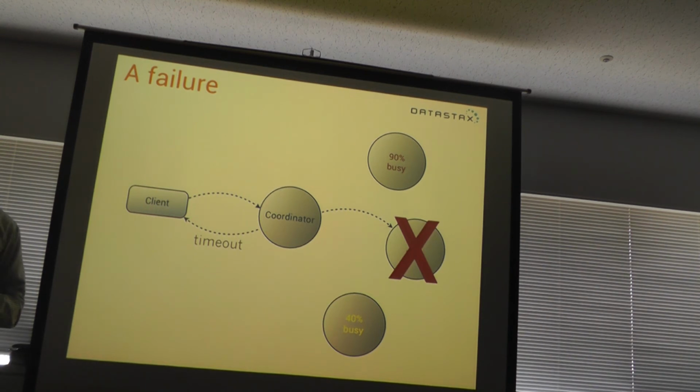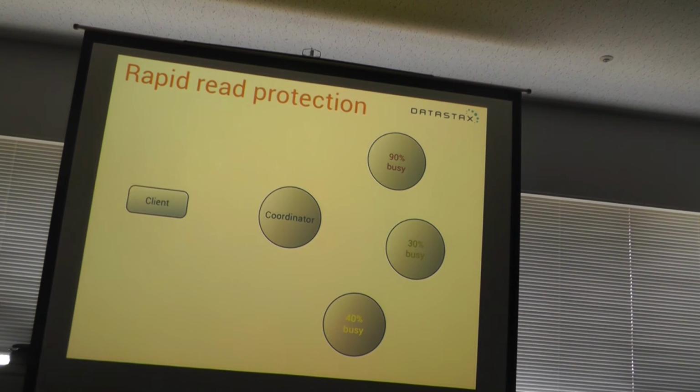So in 2.0 we introduced something called rapid read protection. So what this means is that if I have this scenario where the replica dies before responding, then the coordinator will retry that request to a different replica. And then that will let me have a successful query instead of timing out. This is how it's supposed to work from a theoretical standpoint.